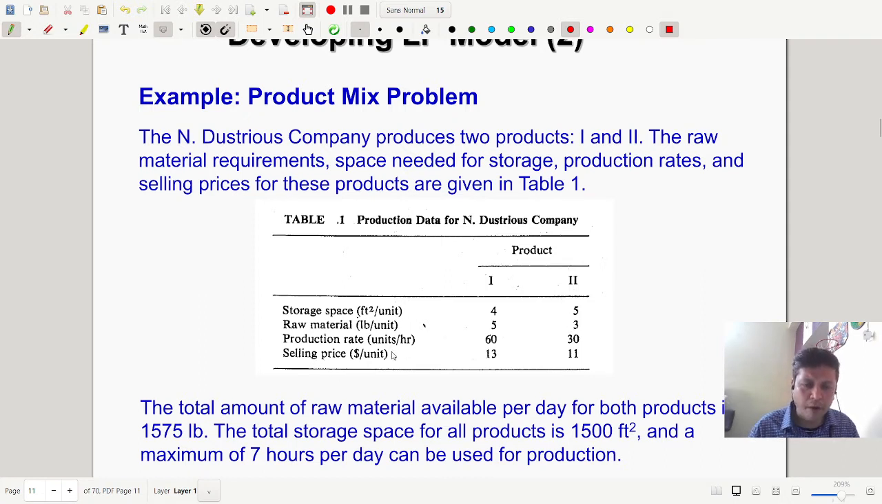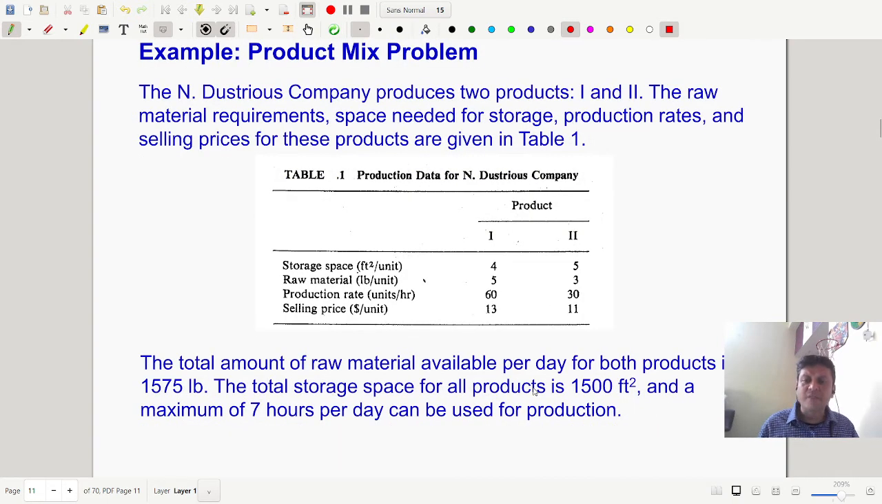Production rate per hour: for product 1, 60, that means 60 units per hour. For product 2, 30 units. This information will be given in the problem. And what is the selling price? Dollar per unit. $13 per unit selling price for product 1 and $11 per unit for product 2. So this is the chart given.